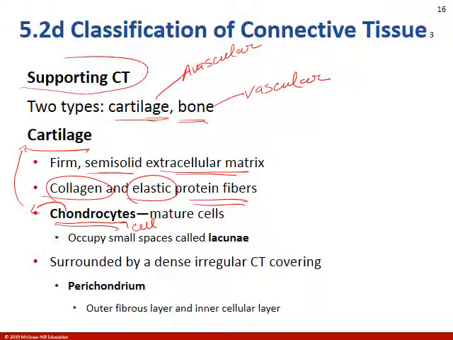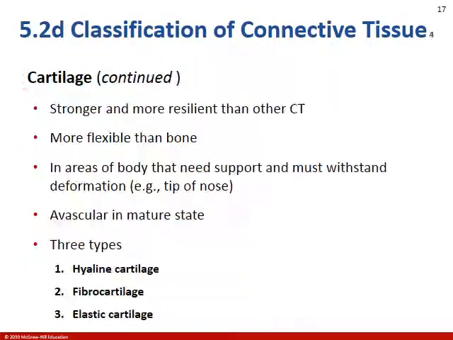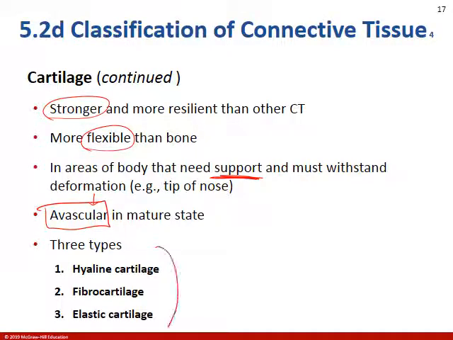You're also going to see cartilage is surrounded by perichondrium, which is a dense irregular connective tissue. So sometimes you can have multiple tissue layers in an area. Cartilage is pretty strong. It is flexible. Areas of the body that need support, but also have to be flexible, right? Have to be able to be moved around or withstand changes. Remember, avascular, 3 types: hyaline cartilage, fibrocartilage, elastic cartilage.